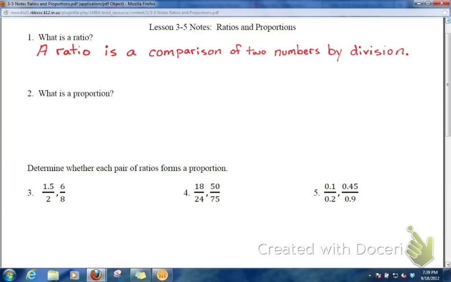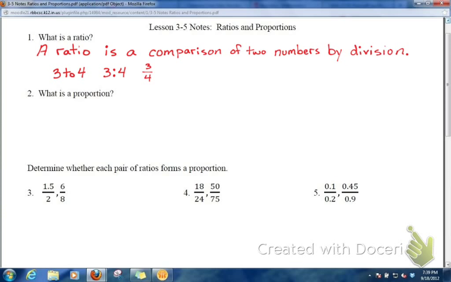Some examples of this would be 3 to 4. Now there are multiple ways to write 3 to 4, the first being 3 to 4, the second being 3 with the colon sign 4, and the last being what we see in mathematics the most, 3 over 4, or the fraction 3 to 4. For our lesson on ratios and proportions, we will be pretty much solely dealing with the fraction form, 3 to 4.